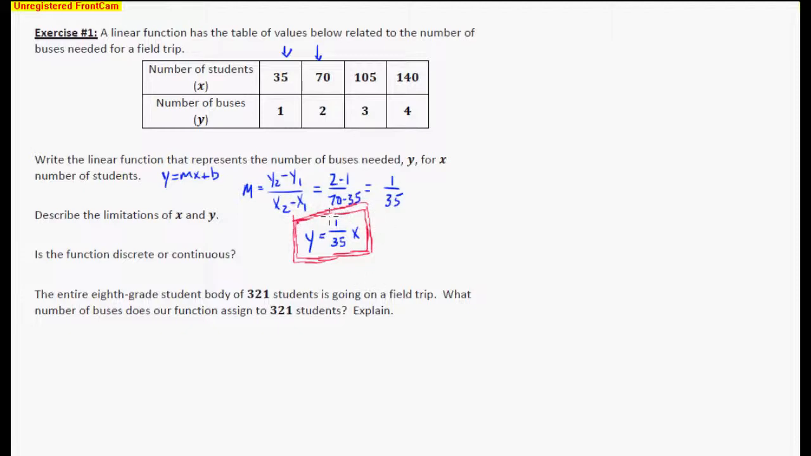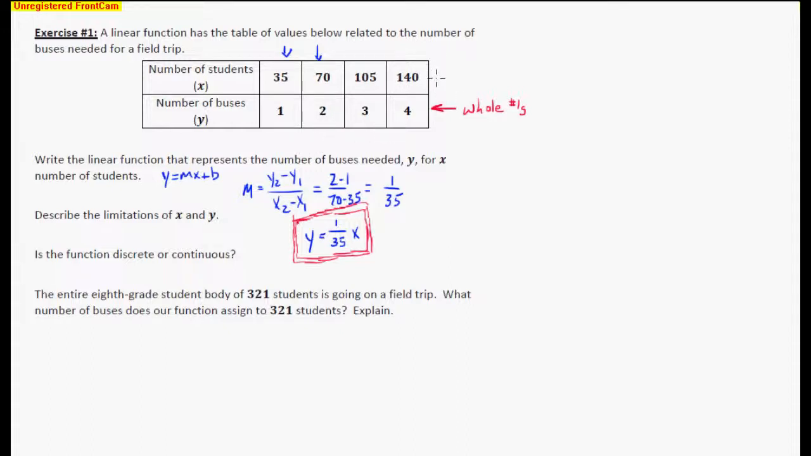All right, well, let's see what kind of other things they ask us to do here. Describe the limitations of x and y. This one's a little different. We haven't done this before. What kind of limitations would be related to this problem here? Well, one thing you have to notice is that you can't take 1.5 buses. We can't take 2 3/4 buses. So one limitation I would say would be on this number right here. These are going to have to be whole numbers. So I'm going to just put the word whole numbers right here. And you can't have a negative either. You can't say that they're integers because you can't have a negative number of buses.